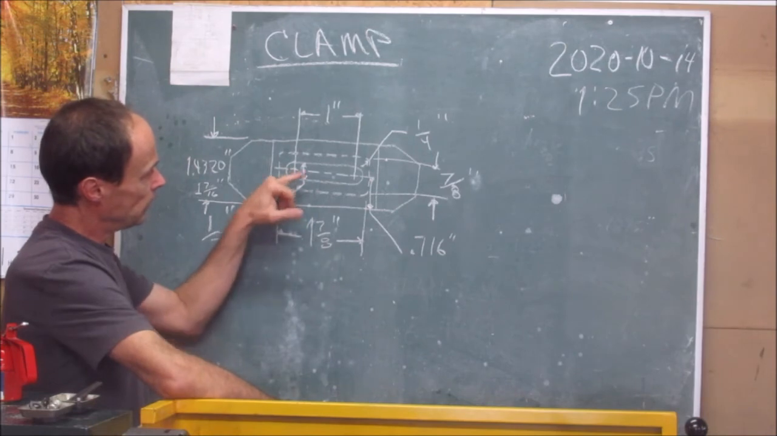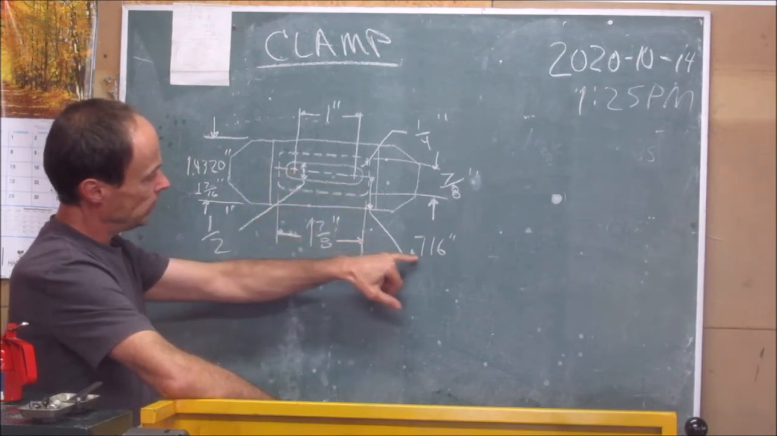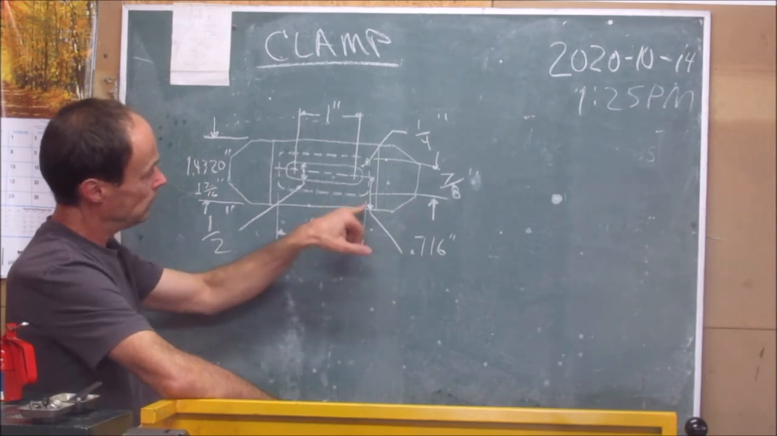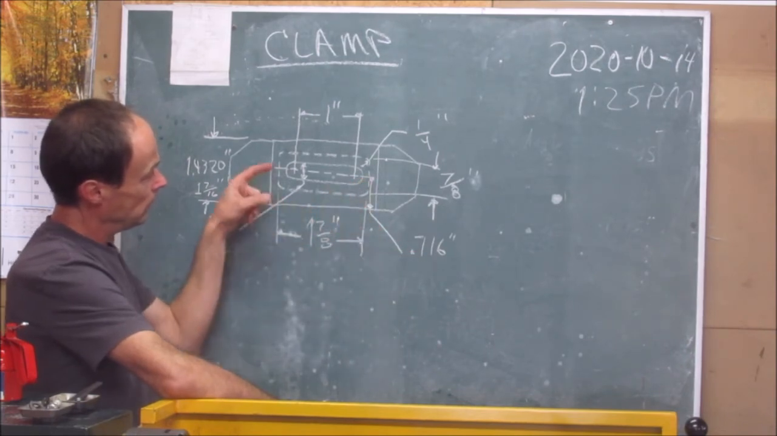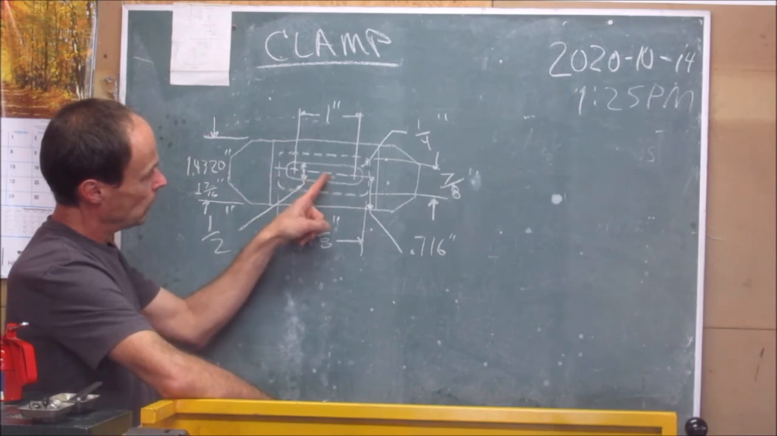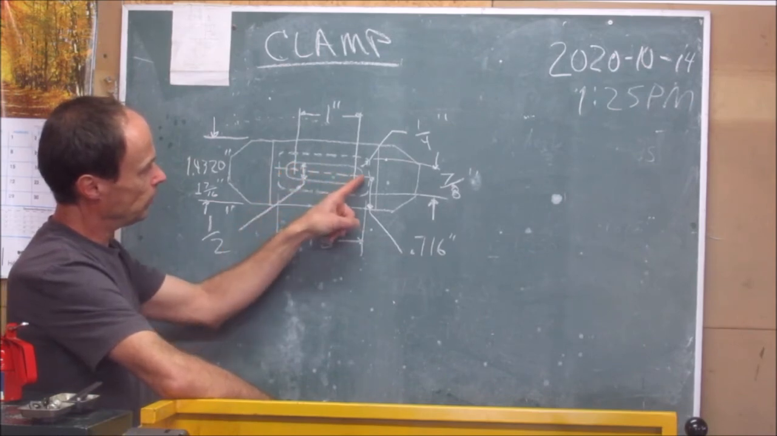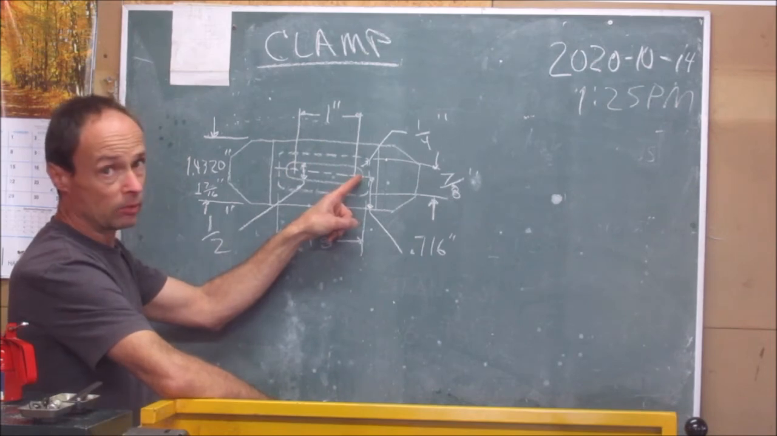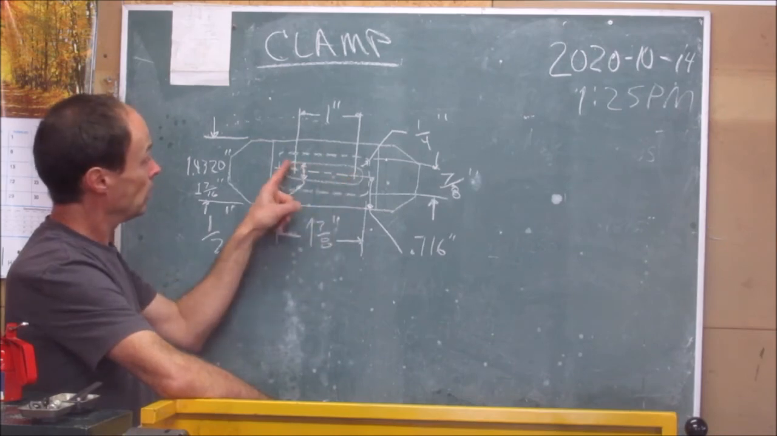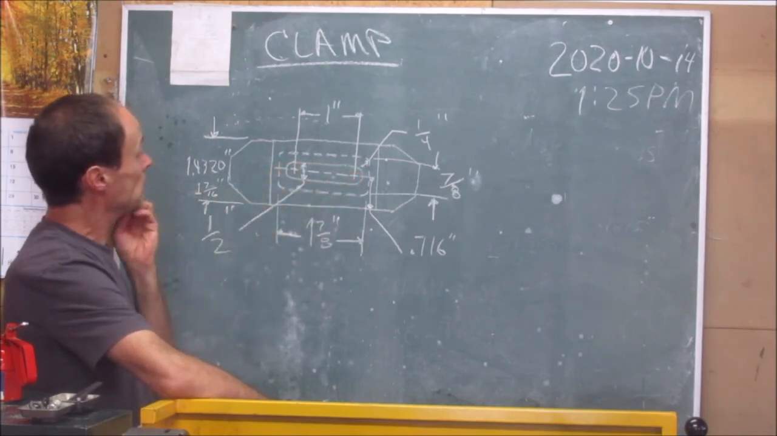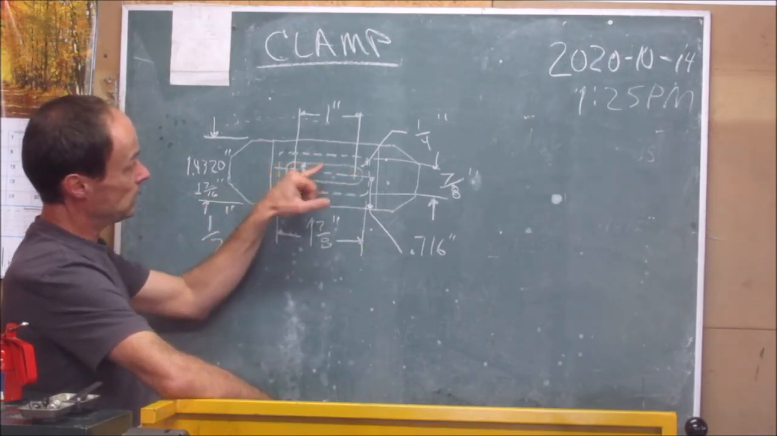So if I put my slot in the middle, I'm at 716 thousandths from the side, and if I center this 1 inch with a 1 inch cutter, I'm going to end up with 1.5. Okay, and that's basically what I'm going to do.